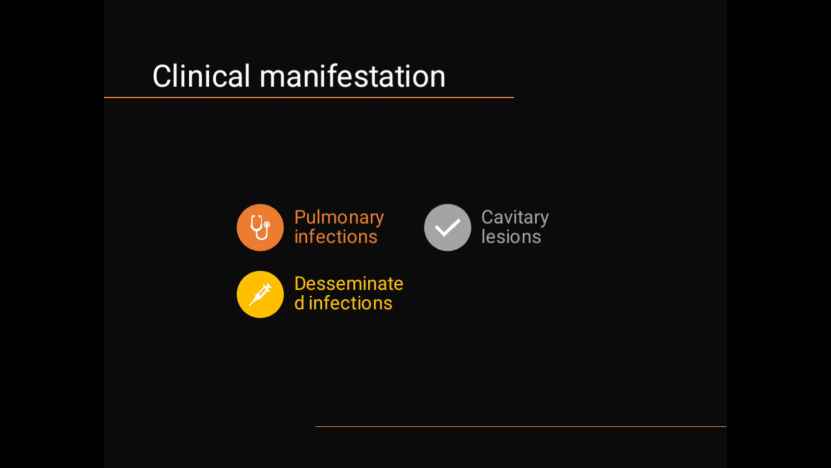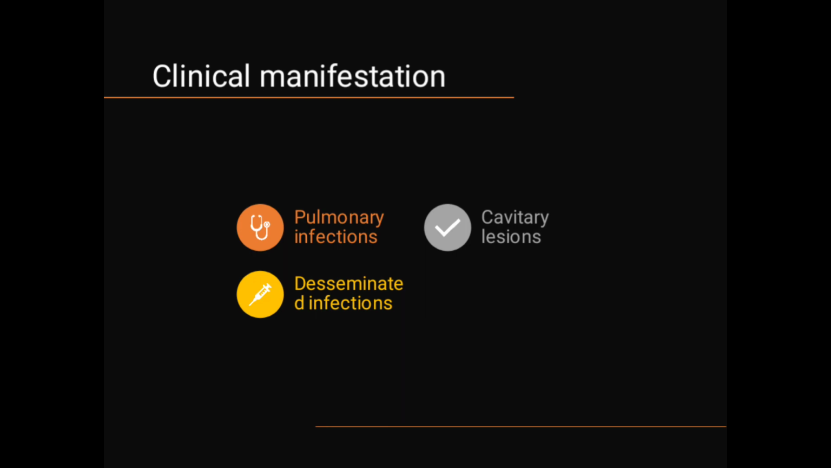Infection primarily affects lungs, causing symptoms such as cough, fever, and weight loss. Disseminated infection, though rare, may occur in immunocompromised individuals, affecting multiple organs. Clinical manifestation of Mycobacterium kansasii infections often resembles those of tuberculosis. Common features include respiratory symptoms and the severity can vary. Typical clinical presentation includes, first one, pulmonary infection.